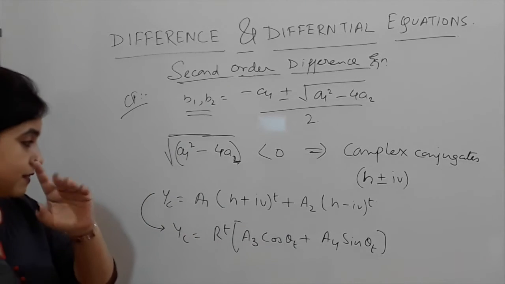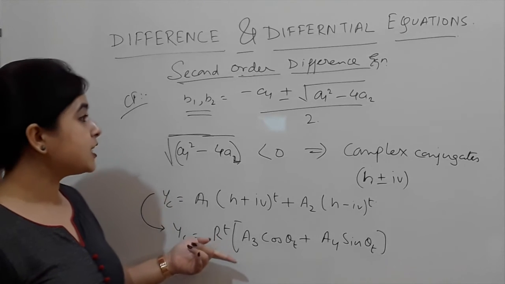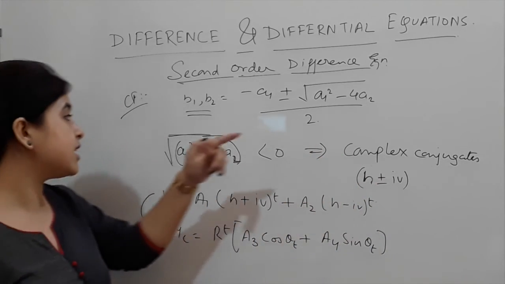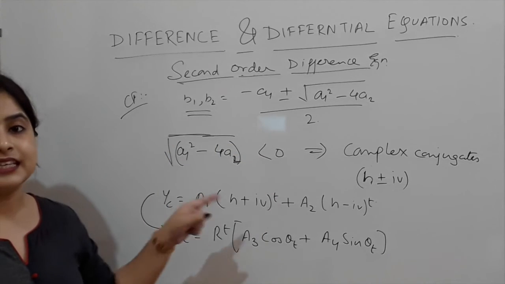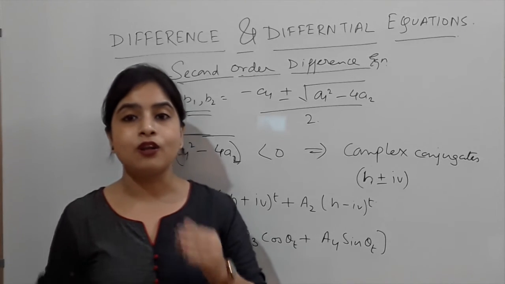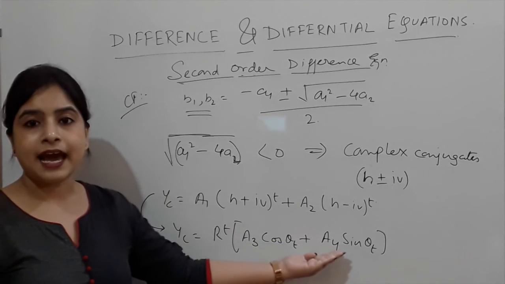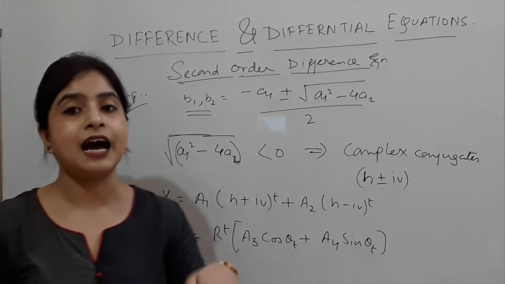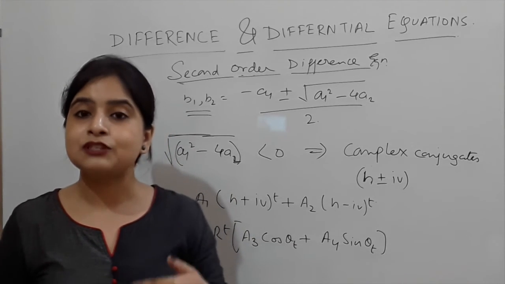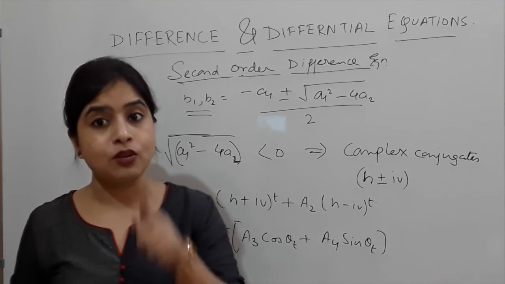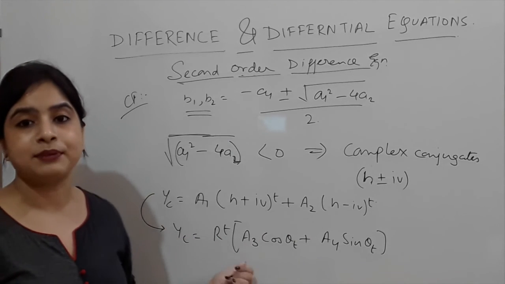Now let me give you a very important analysis related to the time path. In the case of the complex conjugate, that is when we have the value of the discriminant lesser than 0, the time path will always be oscillatory, right? Why? Because of this cos and sine, which are already in oscillatory motion, so we can easily say they will follow an oscillatory time path. But whether these oscillations are damped or diverging will depend on the value of this capital R.